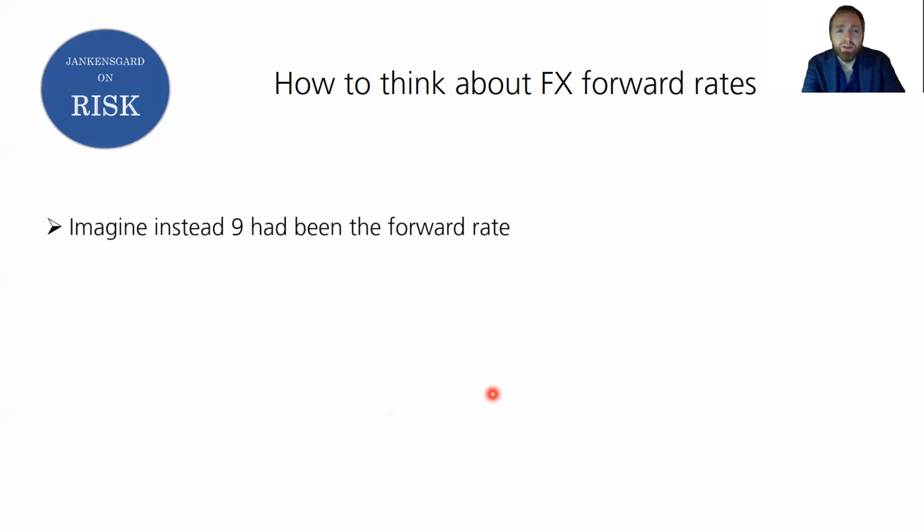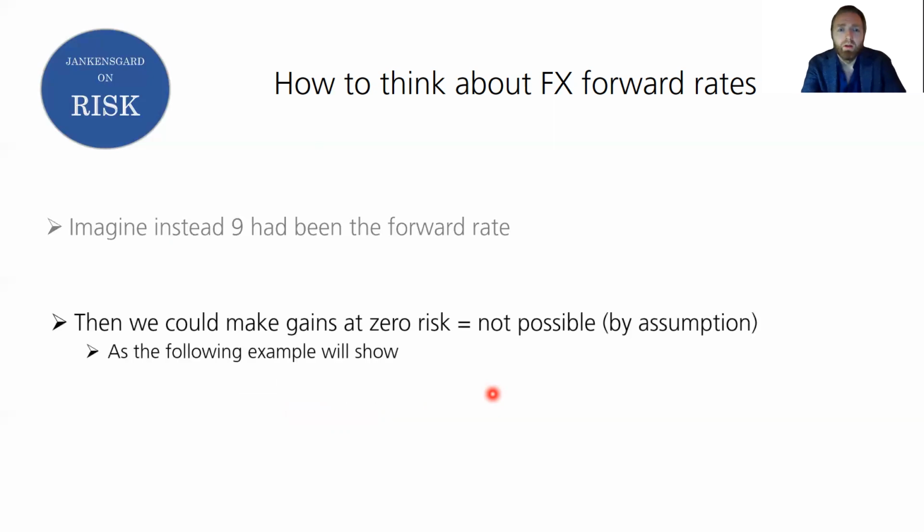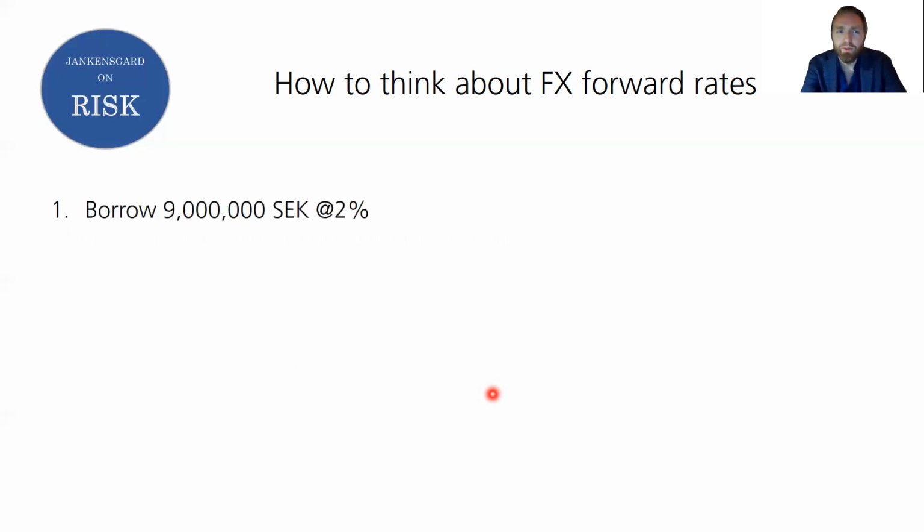All right, so let's try instead a different forward rate. Let's say it also were 9. How would things look? So the spot rate is 9, but the forward rate is also 9. Well, then we can actually set up trading strategies to create gains at zero risk, which we're ruling out here. It's not going to be assumed. So we're going to use a small example here to show you how that happens.